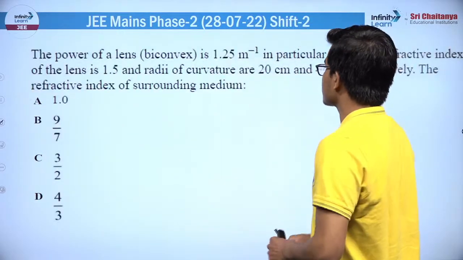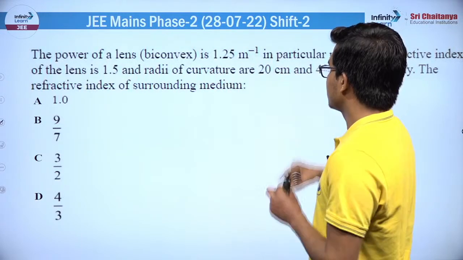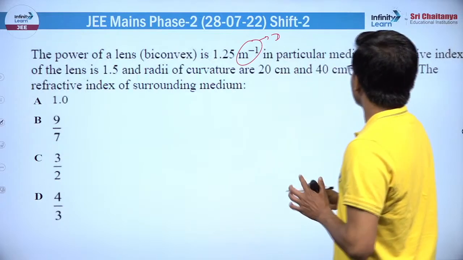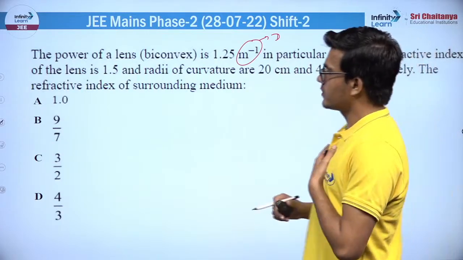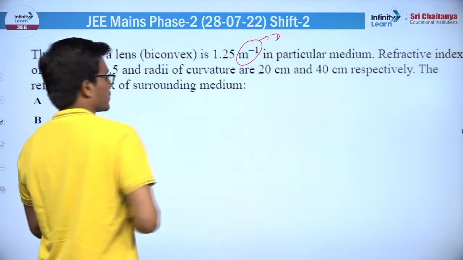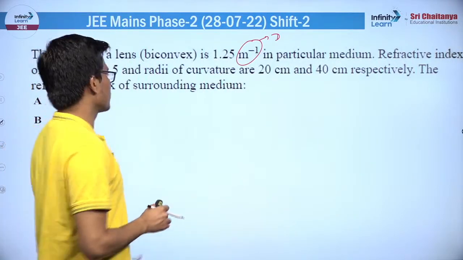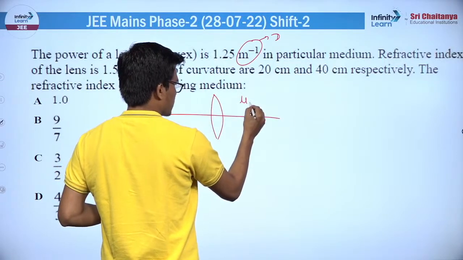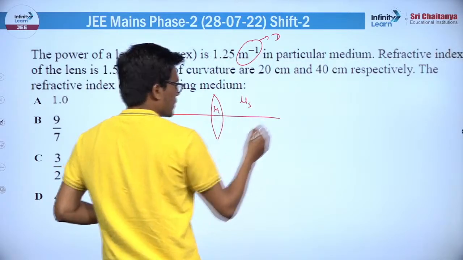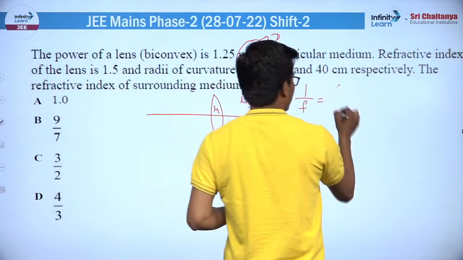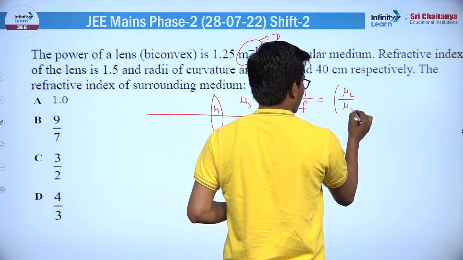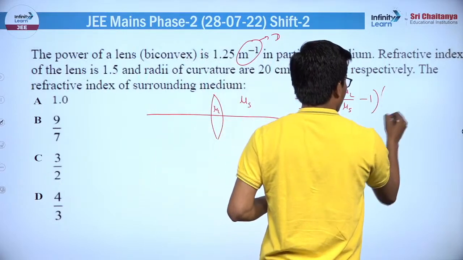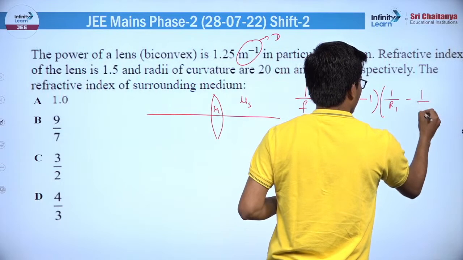The power of a lens is given to you, and they can write it in diopter also, right? This is in meter inverse. In a particular medium, refractive index of the lens is this, radius of curvature is this. The refractive index of the surrounding medium you need to tell. You know that if this is the surrounding medium and this is the lens, then its focal length by lens maker formula is given by mu of L upon mu of surrounding, or you can write mu relative also, minus 1 upon R1 minus 1 upon R2.